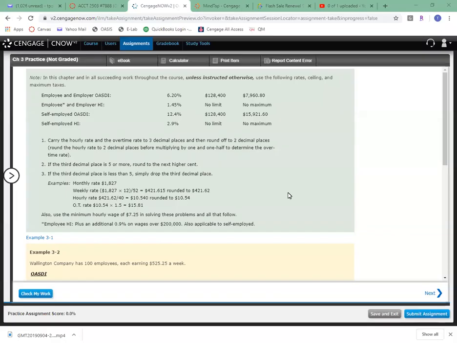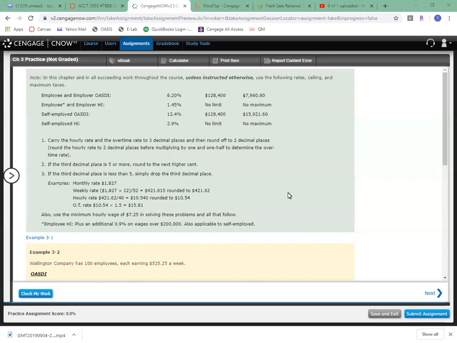Hi students, we are now ready to talk about Chapter 3. So Chapter 3 is all about FICA taxes, the Federal Insurance Contribution Act. So we are going to be looking at taxable wages and knowing what to calculate for the two FICA taxes. Under FICA, you have two taxes that are going to be calculated for employees: your Social Security and your Medicare.